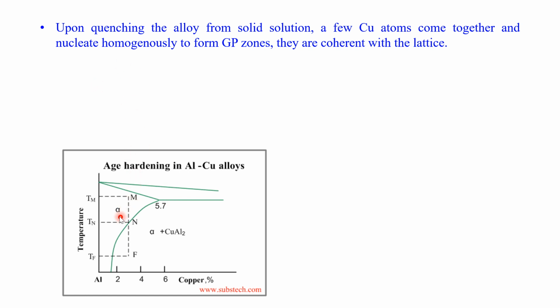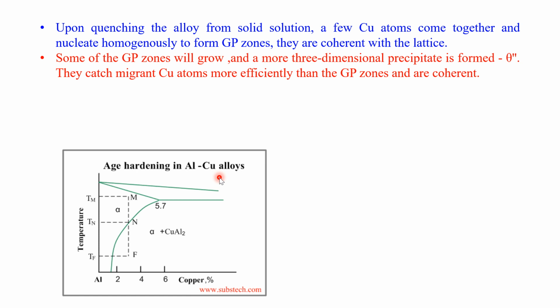Upon quenching the alloy from the solid solution, the copper atoms will start coming together and nucleating homogeneously to form what are known as Guinier-Preston zones or GP zones. We have to note that these GP zones are coherent with the lattice of the Al-Cu system. Then some of the GP zones start growing and a three-dimensional precipitate starts forming. This precipitate is called theta double prime.